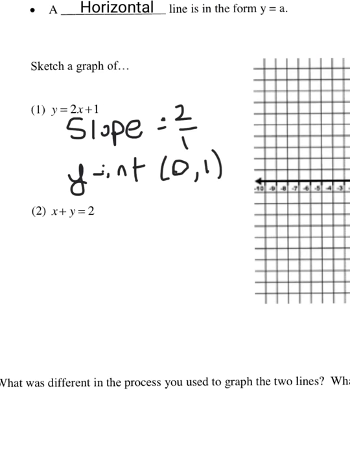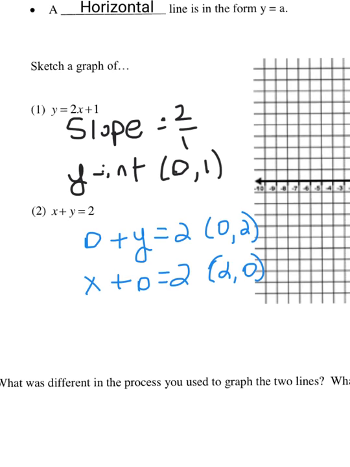All right, so the other equation I'm looking at is x plus y equals 2. Another way that we can draw a line from the equation is we can use the x and y intercepts. To find the x and y intercepts, we're going to make x 0 to find the y-intercept, and we're going to make y 0 to find the x-intercept.